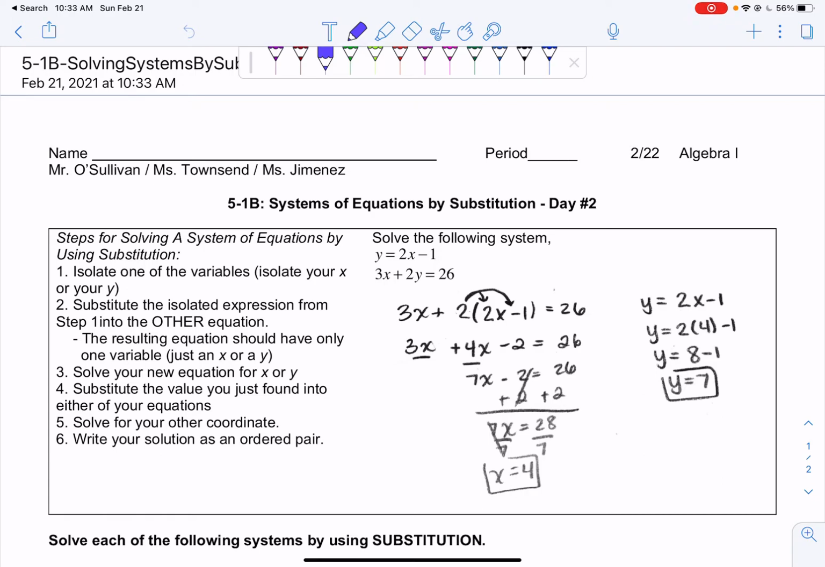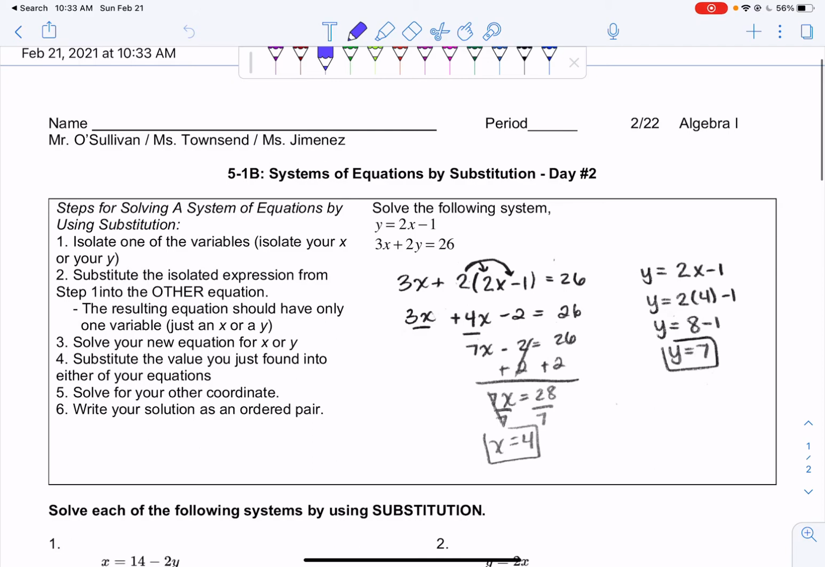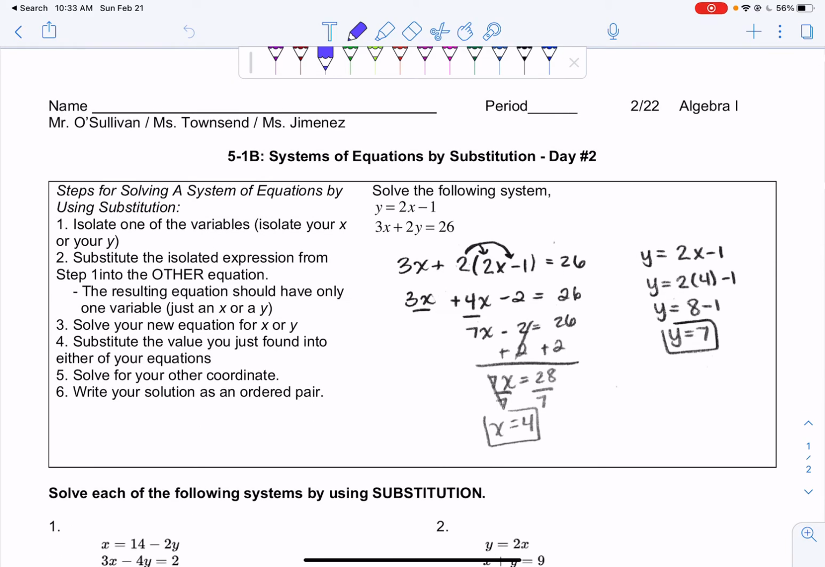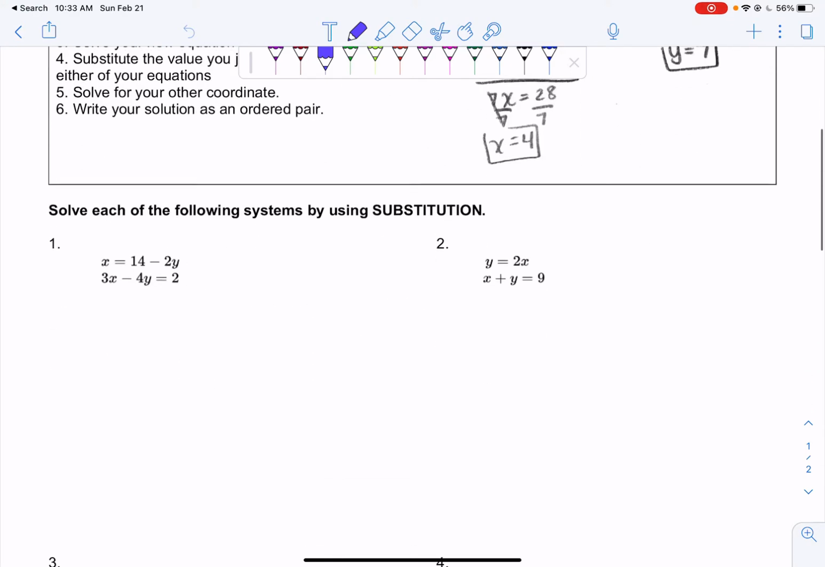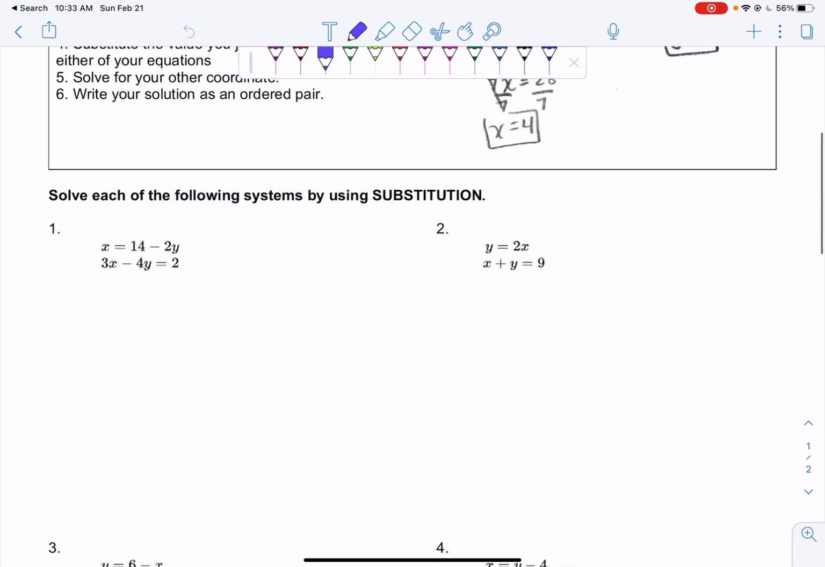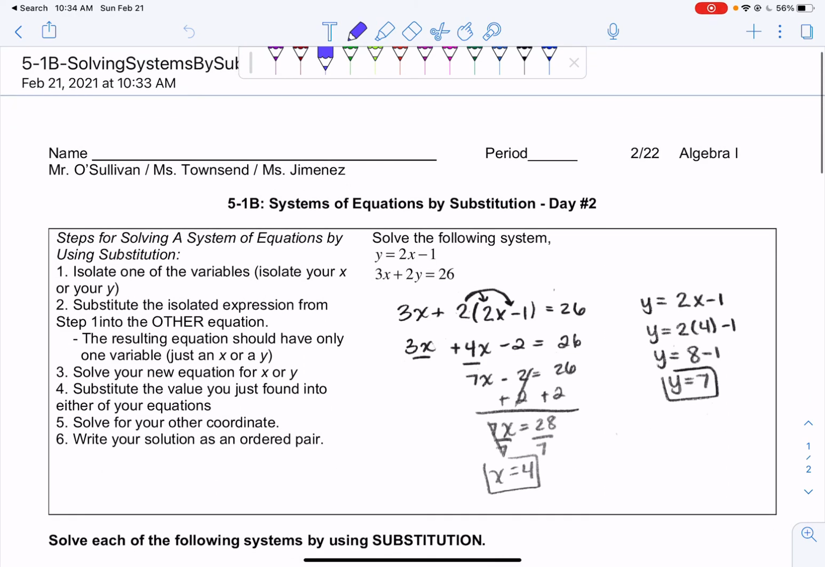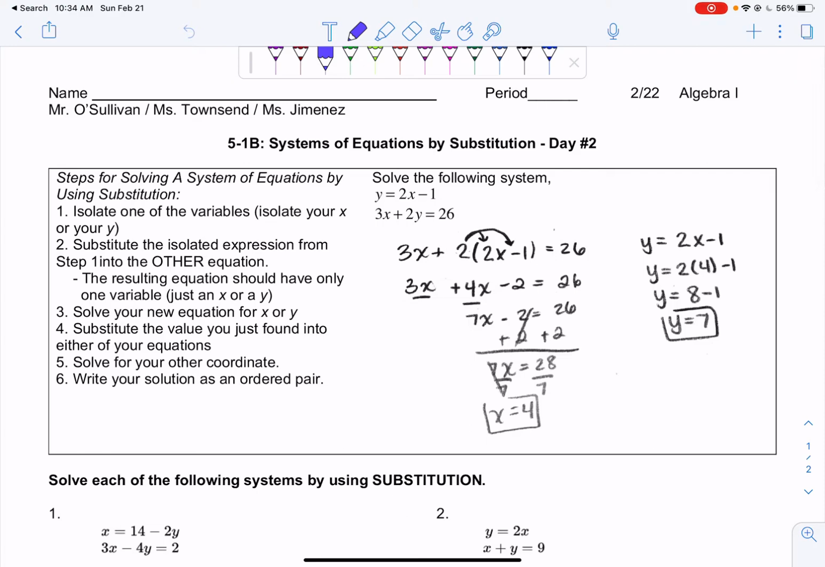We are going to be covering 5-1B, Systems of Equations by Substitution, day number 2. So please make sure you watch this video in case you missed the Zoom or if you need further assistance on your Delta Math assignment. As you remember, before the break, we learned how to solve systems of equations by using substitution. Today we're just going to be doing 4 problems based off substitution. So here's a quick model problem that you can look through.